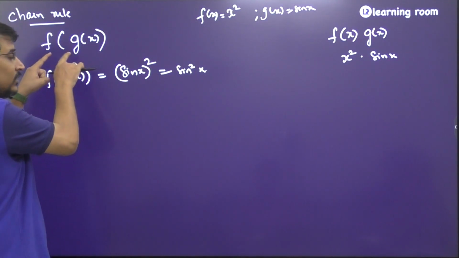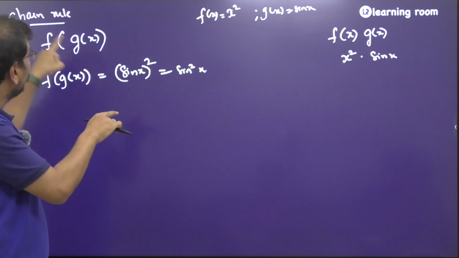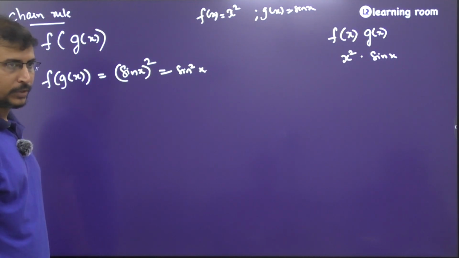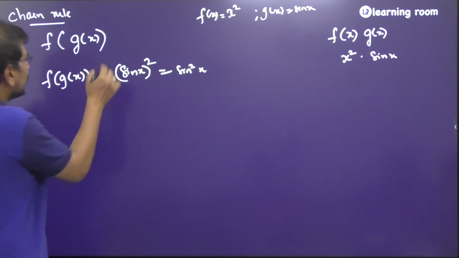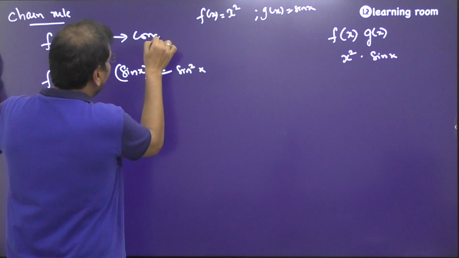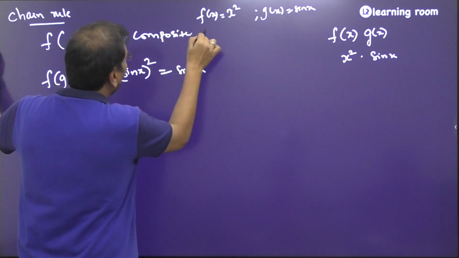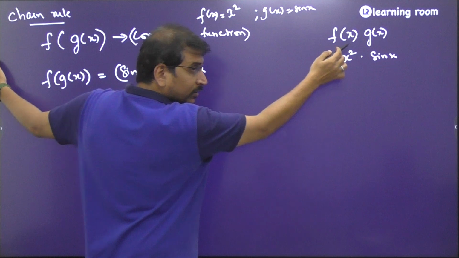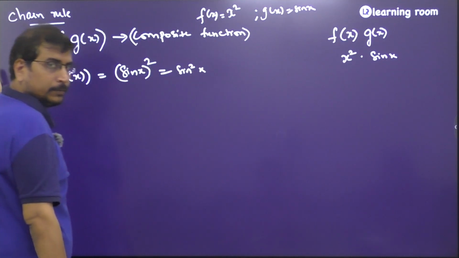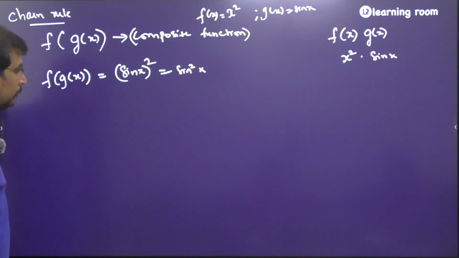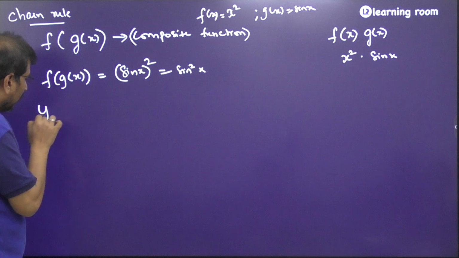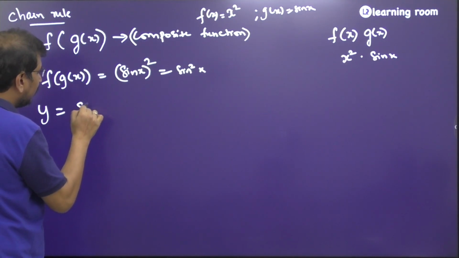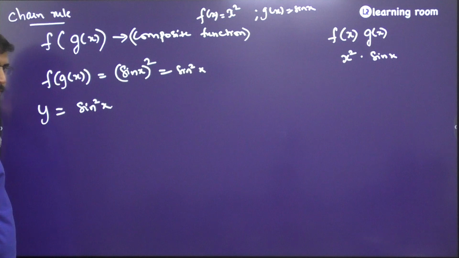So whenever you have this kind of function, you need to use something called the chain rule. I'll tell you how to use it. This kind of function is called a composite function. Just for you to know the name, it's called a composite function, whereas this one is a product of functions. Listen.